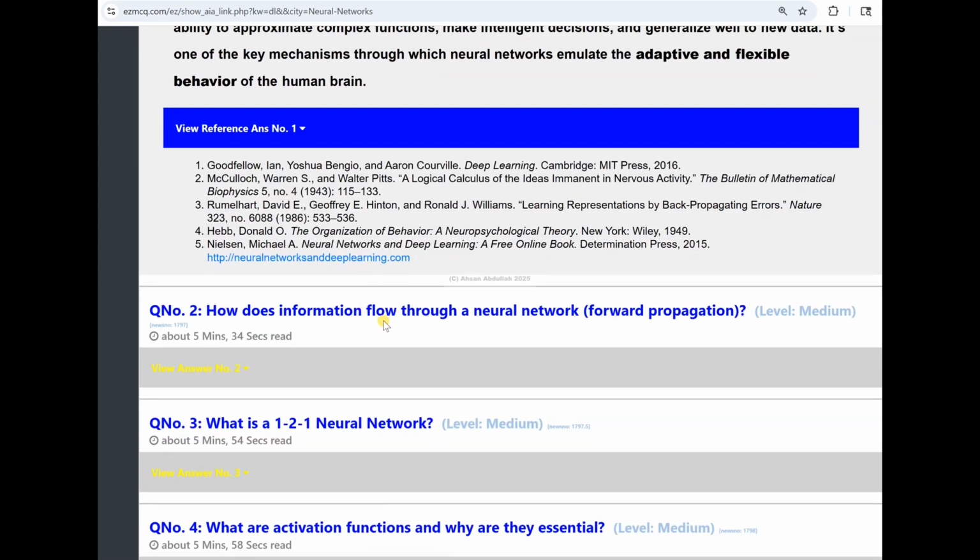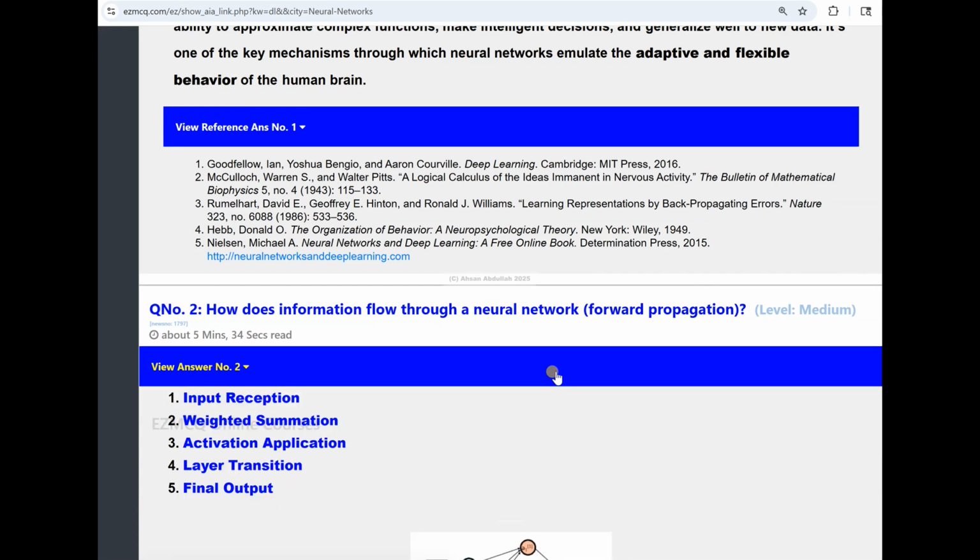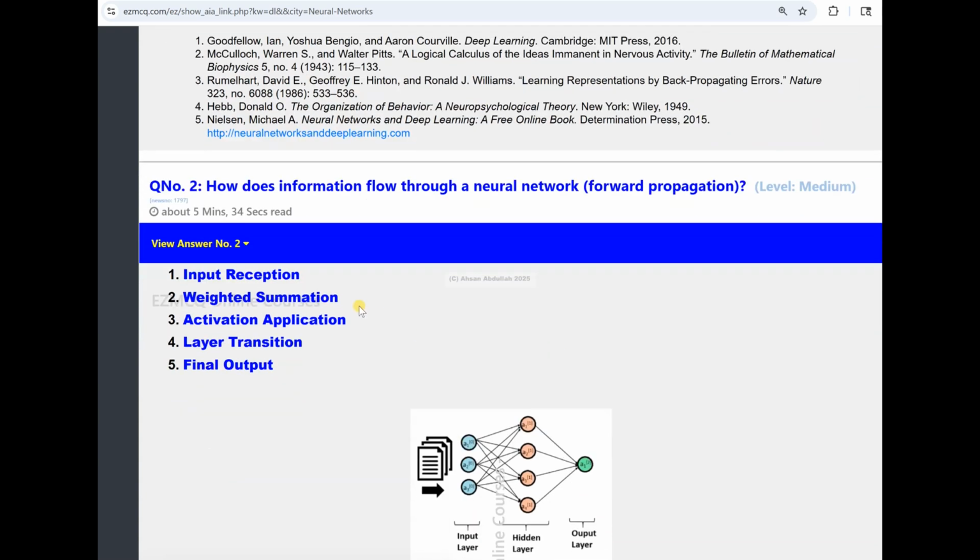How does information flow through a neural network? It is called forward propagation. And there is also backward propagation, which is also called back propagation. Towards the end of this lecture, we'll have three Q&As. All right, so what happens?